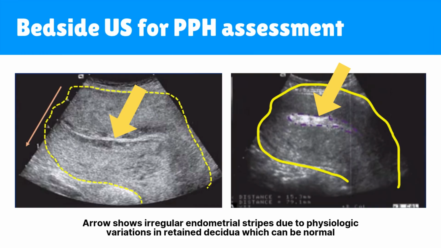After delivery, a transabdominal ultrasound probe can be used to visualize the postpartum uterus. After a normal delivery without bleeding complications, you can expect the uterus to look like this. The uterus is outlined in yellow, and the arrow is pointing to the endometrial stripe, which will vary in appearance after delivery due to physiologic variations in retained decidua. The stripe can appear thin, thickened, irregular, or symmetric in shape. There is no cutoff that defines a normal endometrial stripe in the immediately postpartum uterus.